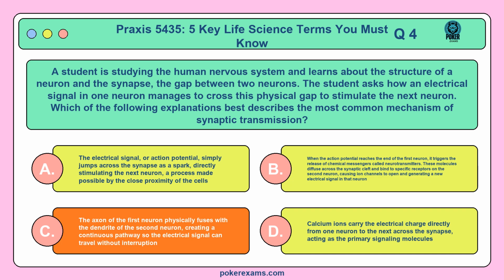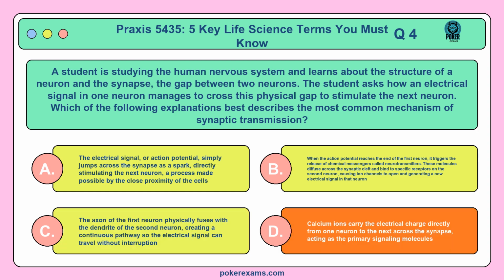C. The axon of the first neuron physically fuses with the dendrite of the second neuron, creating a continuous pathway so the electrical signal can travel without interruption. Or D. Calcium ions carry the electrical charge directly from one neuron to the next across the synapse, acting as the primary signaling molecules.